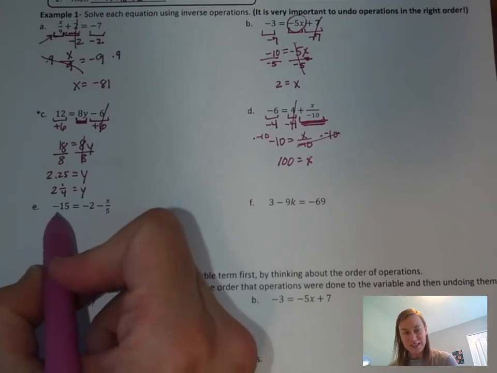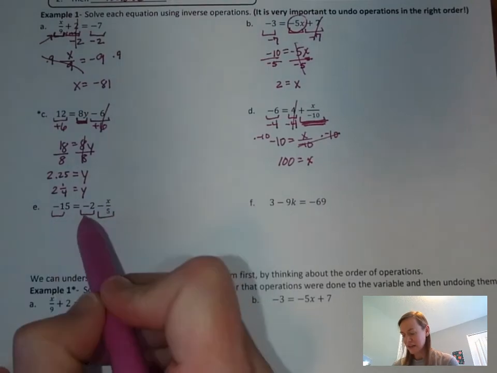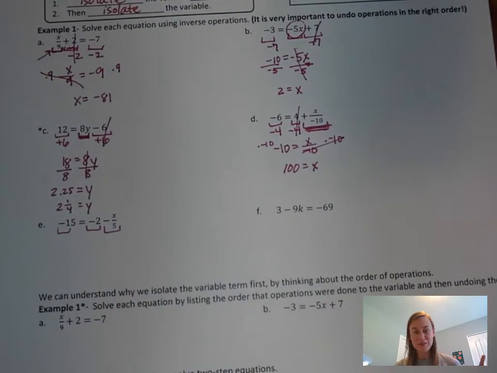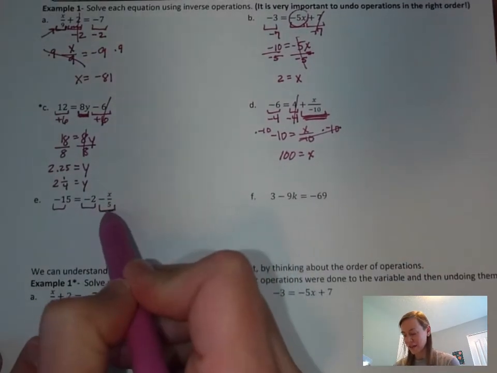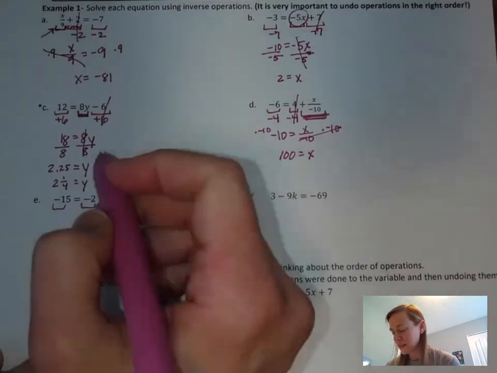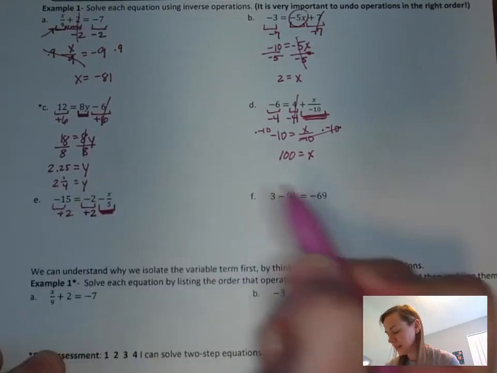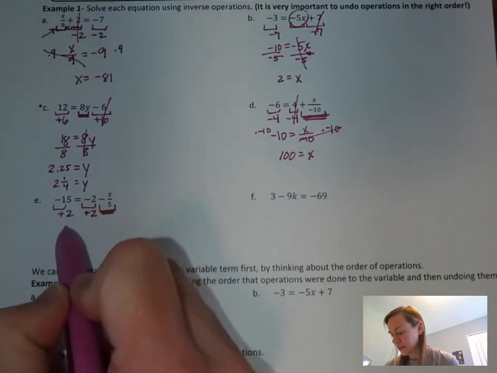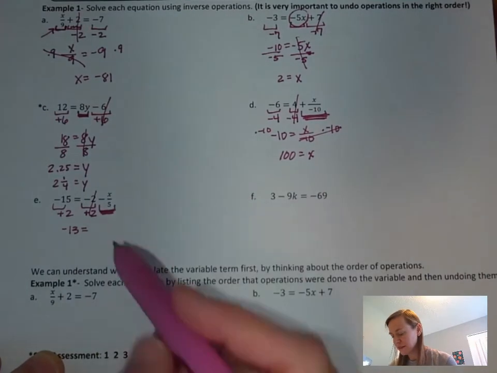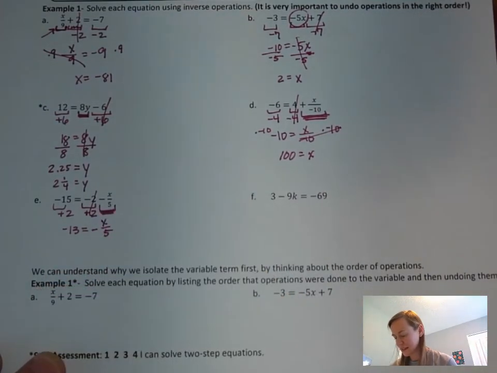Okay, if you'd like to pause your video, go right ahead. Here are our terms. We have negative 15, negative 2, and negative x over 5. Which one of those has a variable in it? That x over 5 one, the negative x over 5, we want that by itself. So let's get rid of the minus 2. So let's add 2 to both sides. Okay, negative 15 plus 2 is negative 13. Those are going to cancel, and we're left with the negative x over 5. Don't forget that negative sign.